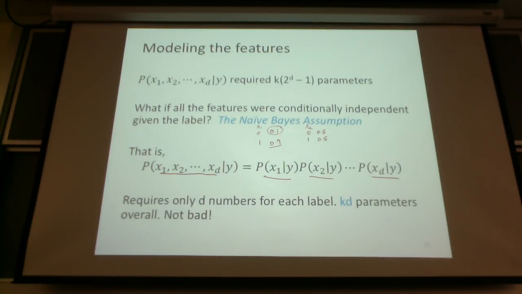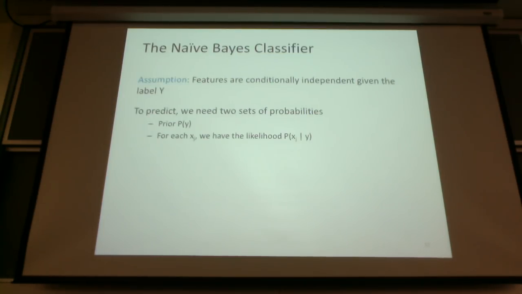The simplifying assumption that naive Bayes makes is that features are conditionally independent of each other. They are not independent of each other, they are conditionally independent of each other. And this is a common mistake that people make. We are not assuming that the features are independent of each other unconditionally. The features are independent of each other conditioned on the label.